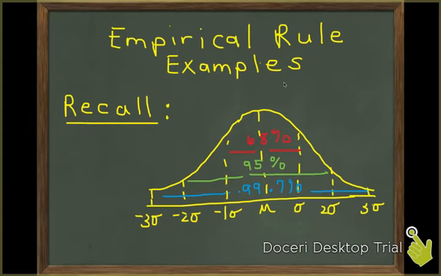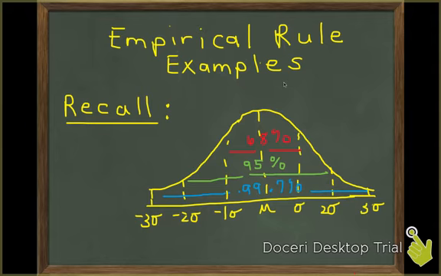Hey guys, it's Miss Hopkins here, and today we're going to look at the empirical rule and work some example problems using that. If you'll recall, the empirical rule works with a normal distribution curve, and we've seen in previous videos that when you have data that is normally distributed, it follows a bell-shaped curve with the mean in the middle and standard deviations on either side.